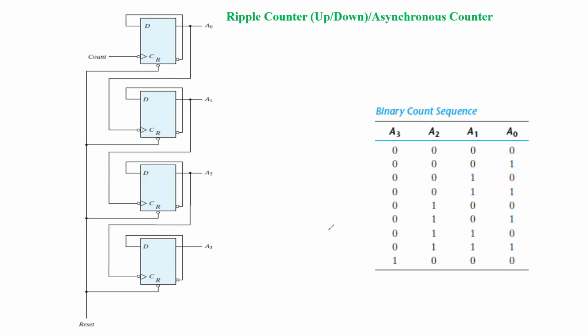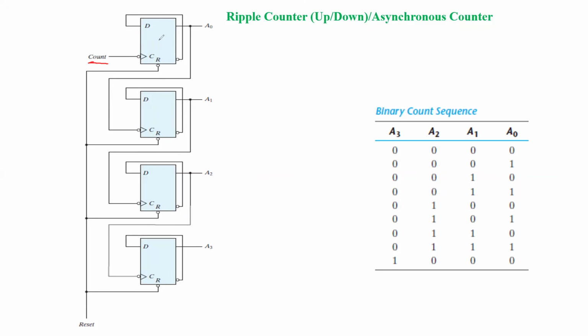Hello, now we are going to discuss the ripple counter. That is a type of asynchronous counter. Asynchronous counter means the clock pulse is applied only to the leftmost flip-flop and the remaining flip-flops are triggered by the output of the previous flip-flop.